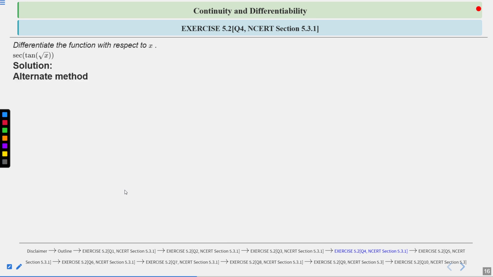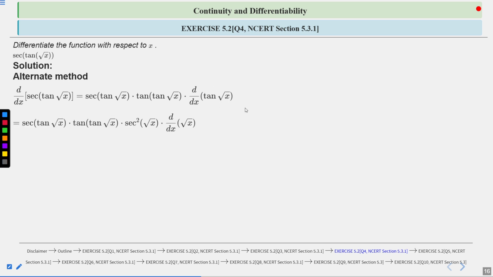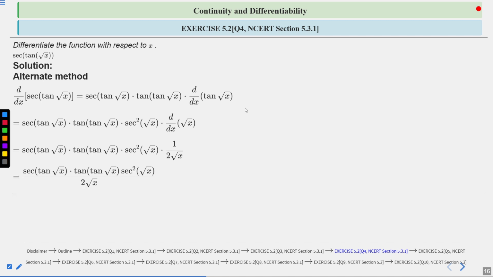Let us see the alternate method, which will be d upon dx of sec(tan root x), which is sec(tan root x) into tan(tan root x) into d upon dx of tan root x. d upon dx of tan root x will be equal to sec(tan root x) into tan(tan root x) into sec square root x into d upon dx of root x. Clear? Which will be equal to sec(tan root x) into tan(tan root x) into sec square root x into 1 upon 2 root x, which after solving we will get sec(tan root x) tan(tan root x) sec square root x upon 2 root x. Clear? Hence this will be our required answer. Okay, let us discuss the next question.